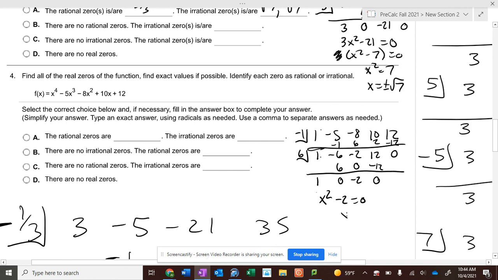Okay, so I solve it. X squared equals 2. X equals plus or minus the square root of 2. So the irrational zeros are square root of 2, negative square root of 2, and our rational zeros are -1 and 6. So if you graph it to find the rational ones, do synthetic division, and then do factoring to find the irrational ones. That would be the easiest thing to do.